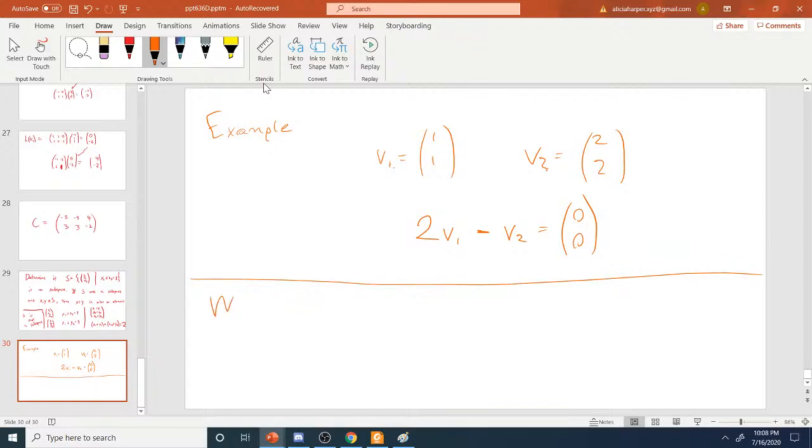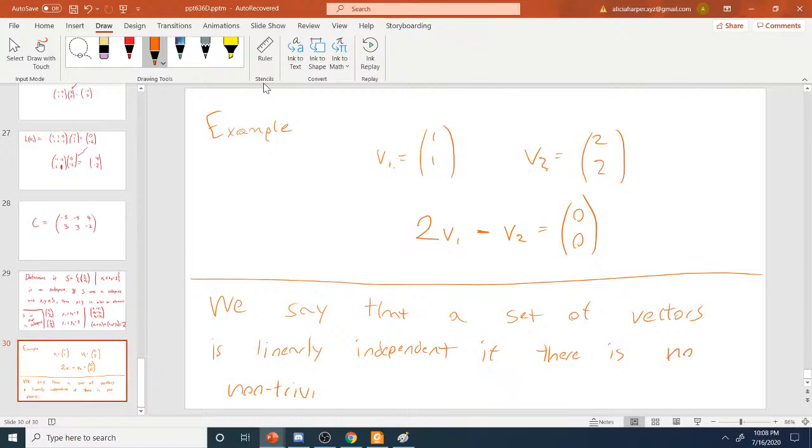So we say that a set of vectors is linearly independent if there is no non-trivial way of expressing the 0 vector as a linear combination of them.